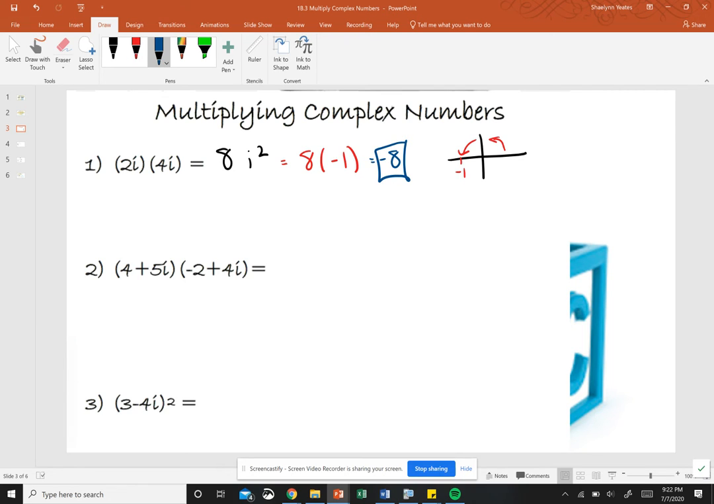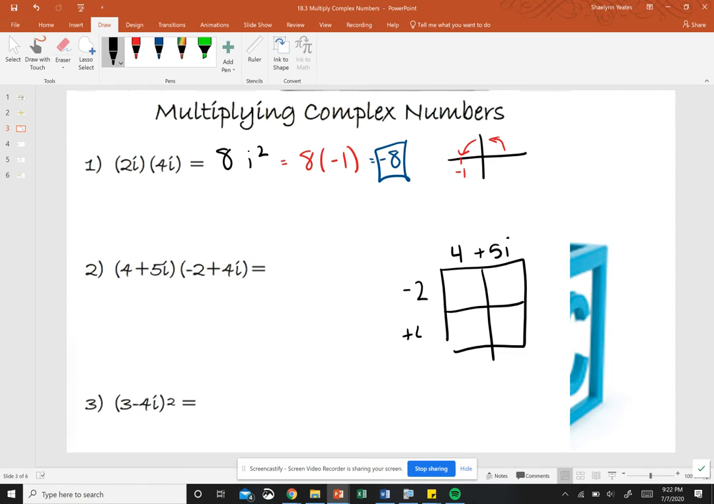Perfect. Now, you guys have seen me do this before, but you're going to see me do it again. I'm going to multiply in the box. So we've got 4 plus 5i times -2 plus 4i. Now I'm going to multiply each piece together. It's called double distribution. So -2 times 4 is -8. -2 times 5i is -10i. We've got 4 times 4i, and that's 16i. And then we have 4 times 5i, which is 20, and i times i is i squared.